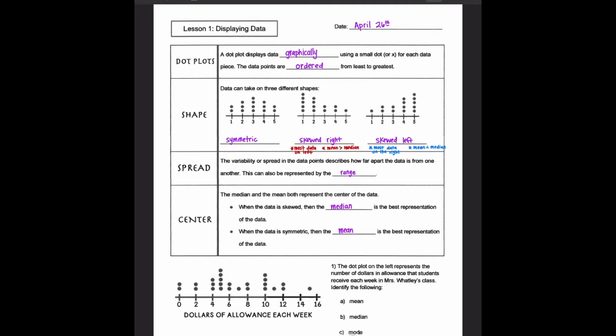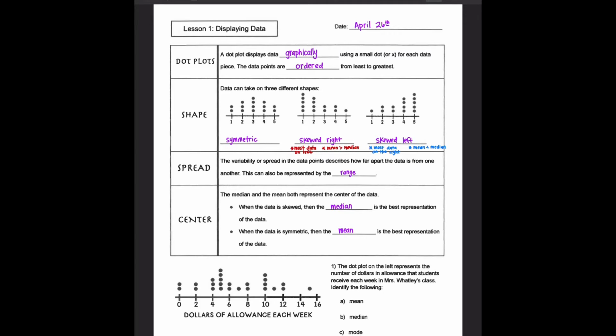And when the data is skewed right, we know the mean is greater than the median. Now, dot plots can also look kind of like that right there, where this time most of the data is on the right, so we call this skewed left, still backwards. And when your data is skewed left, the mean is less than the median.